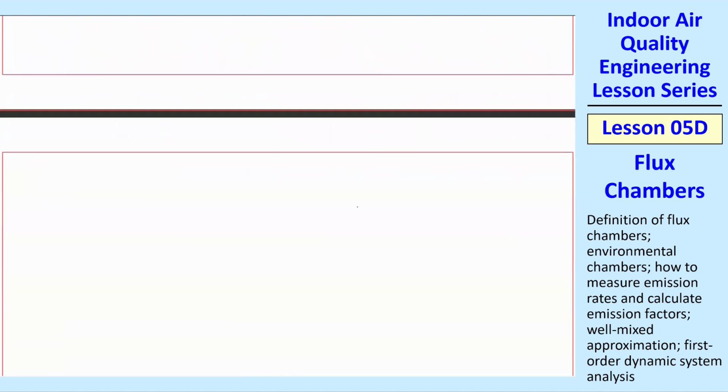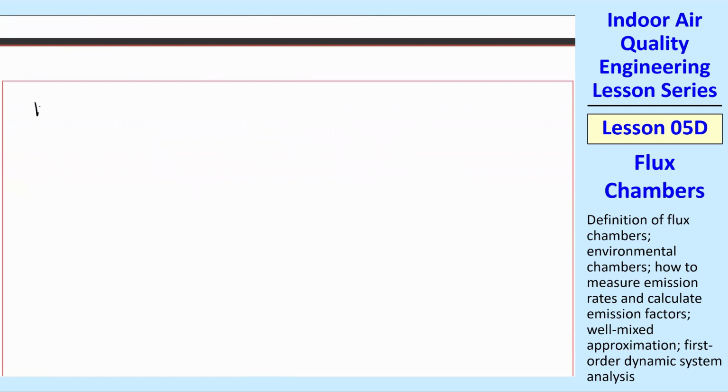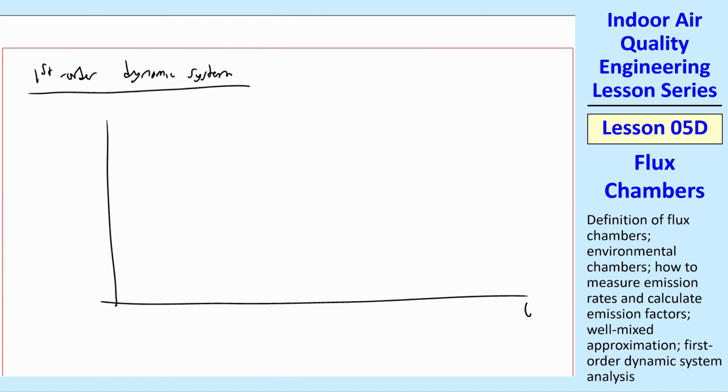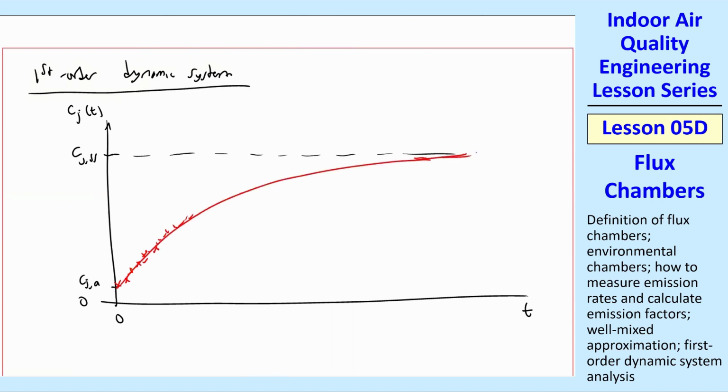So mathematically, as I said, this is a first order dynamic system, which you have studied in previous courses. So we plot time starting at 0, and we plot C_J as a function of time. I sketched this quickly before, but now let's do it a little more carefully. It goes from some ambient value, C_J,A, to some steady state value. And if you're taking data, you would have data like this, and there may be some scatter in this, and you keep taking data and it asymptotes to this steady state value at some time.